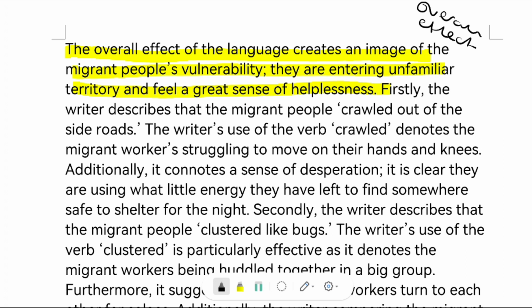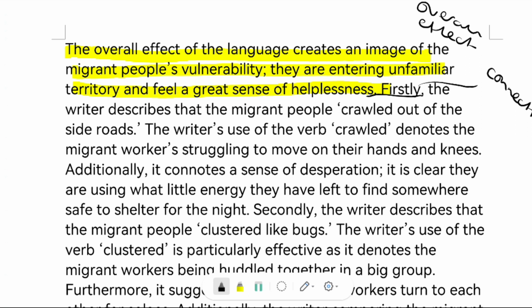So the overall effect of the language creates an image of the migrant people's vulnerability. They are entering unfamiliar territory and feel a great sense of helplessness. That's what I think the writer is trying to achieve. Then you want to use some sort of connective or transition phrase. Again, there's no writing marks. You can still get top marks if you have a kind of haphazard writing style, or if your grammar is not the best.